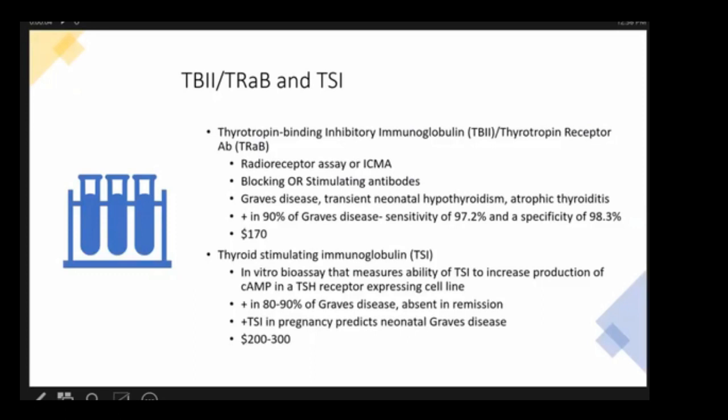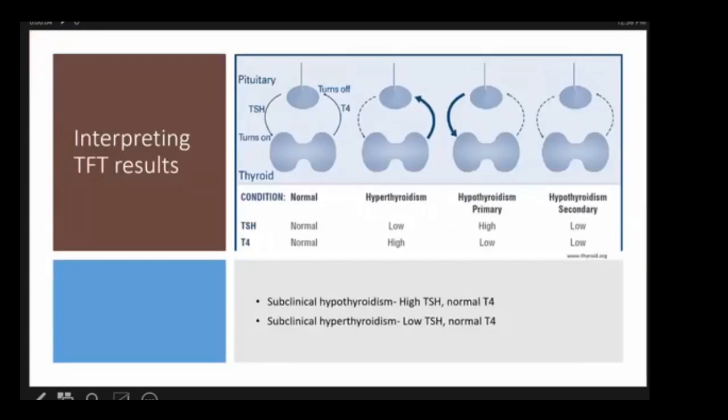So I find this slide handy to just sort of interpret the basic thyroid tests. Most commonly, what we see is a pattern of hypothyroidism with a high TSH and a low free T4 or T3.